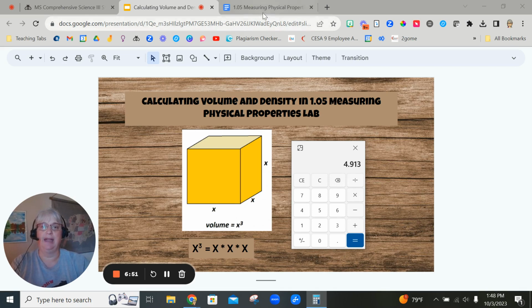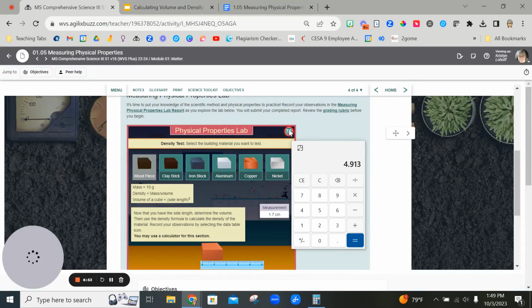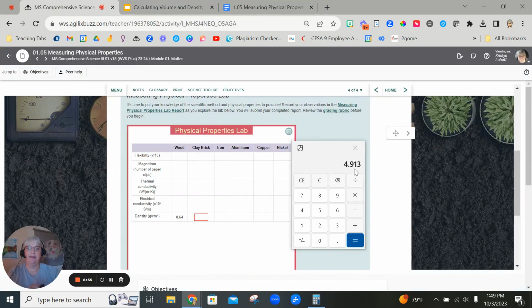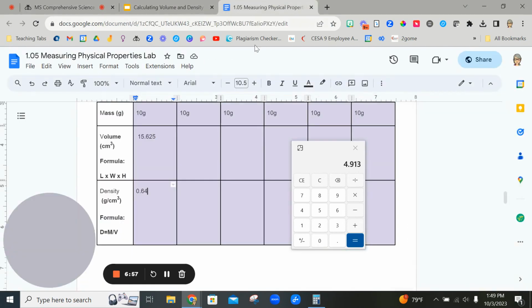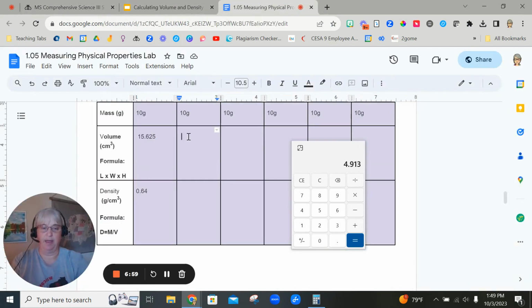So we're going to put that in because I can't put it in here. It's asking for density, and this is my volume. So I'm going to come back into here, put my volume in, 4.913. Whoops. Okay, now I'm ready to calculate the density. Clear this. 10 mass divided by volume equals density. 10 divided by 4.913.